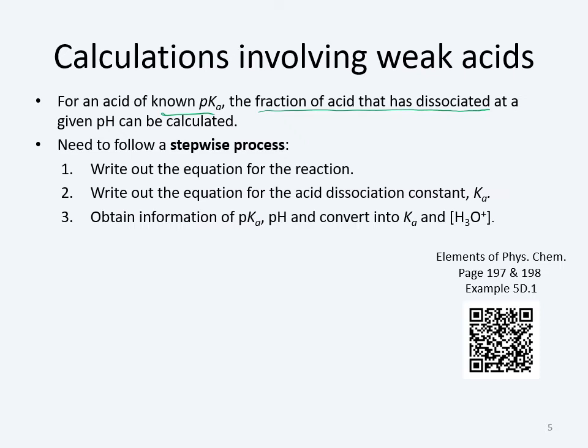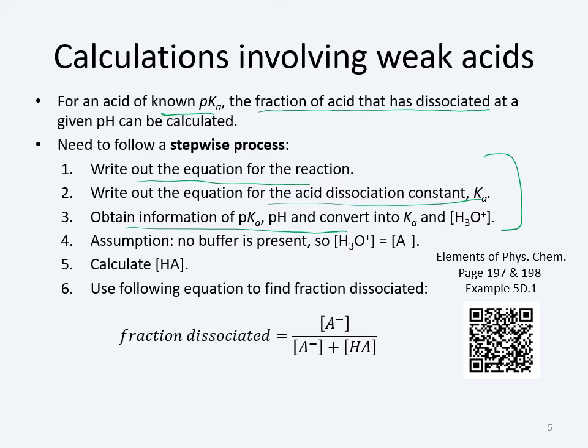The first thing we need to do is get information from the question. So we need to write out the equation for the reaction, write out the equation for Ka, and obtain any information we've got in the question at the beginning. And this idea of getting information out of a question is something you should be doing for any physical chemistry question you have to answer.